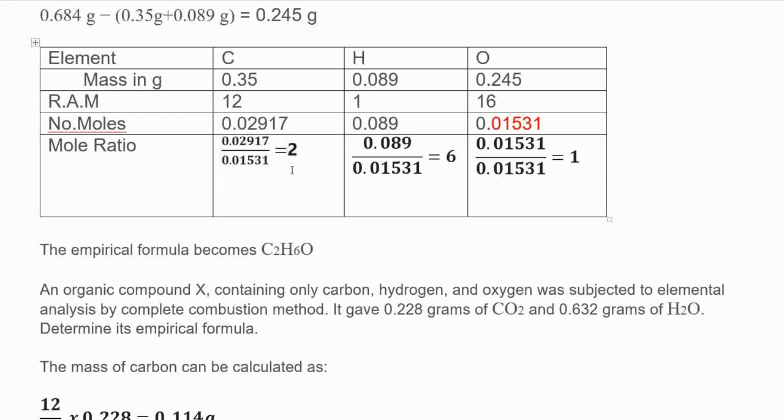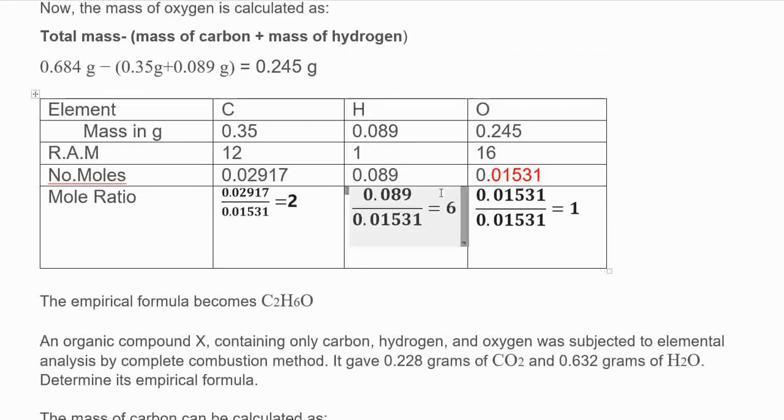Now the mole ratio. Once you have gotten your number of moles, you look at the number of moles you have obtained. The one that is the smallest, you divide it throughout the number of moles that you have calculated.